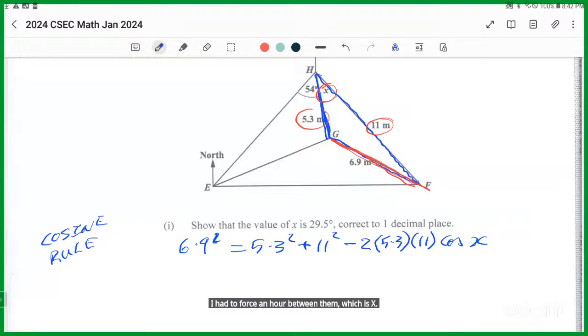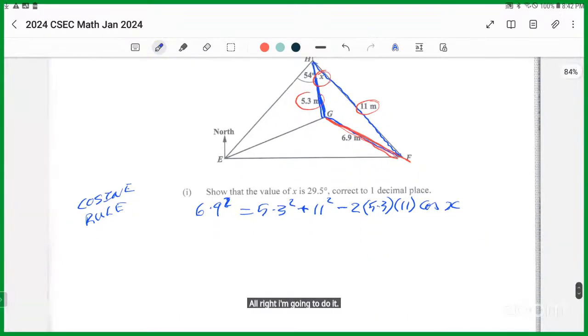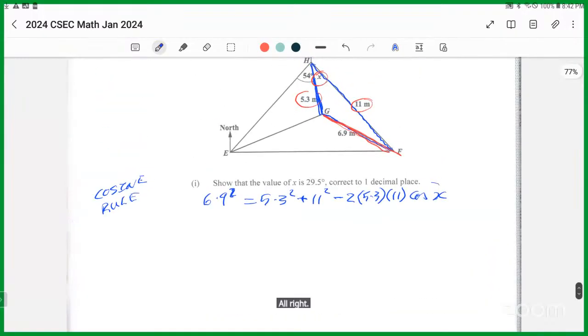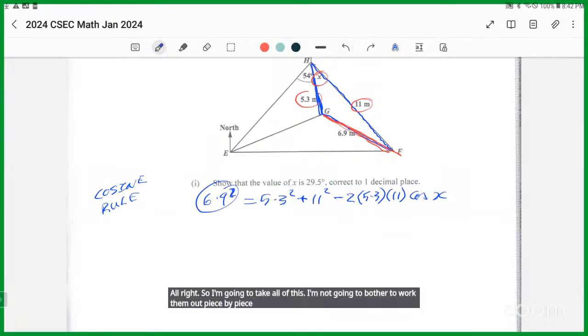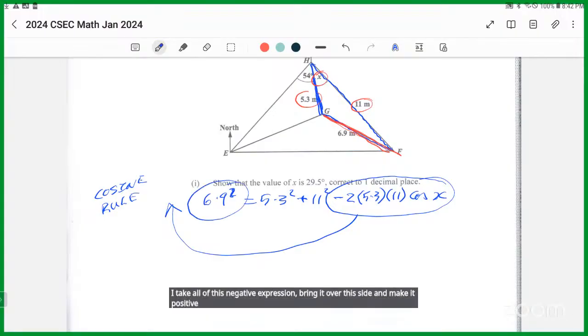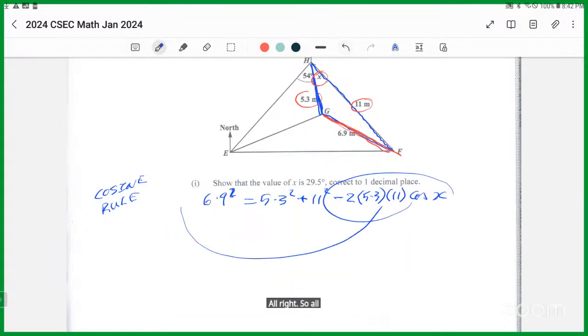So now you have to transpose to find this x. All right, I'm going to do it in one step and show it. I don't have a lot of space. I'm not going to bother to work them out piece by piece, because that's a waste of time. I'm going to make one transposition and do one calculation. I'm going to take all of this negative expression, bring it over this side and make it positive. Take the 6.9 squared, bring it over this side and make it negative.